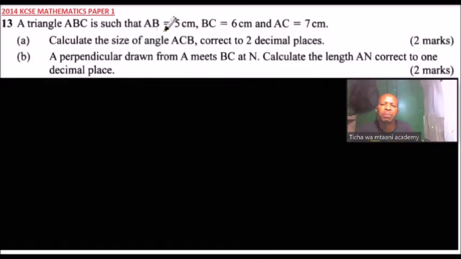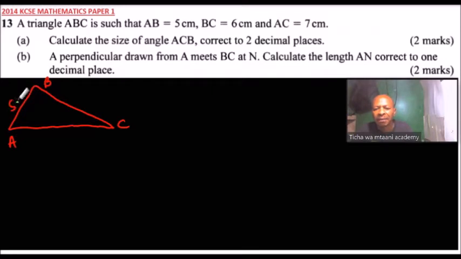So for you to be able to work out this question, it is good that you make a sketch of the triangle. So this is a sketch that I'm going to use. I'll label this A, that B, and that C. So AB is 5 centimeters, BC is 6 centimeters, and AC is 7 centimeters. We have that information given. Part A, we are required to find angle ACB. ACB is this angle, which we can call theta.